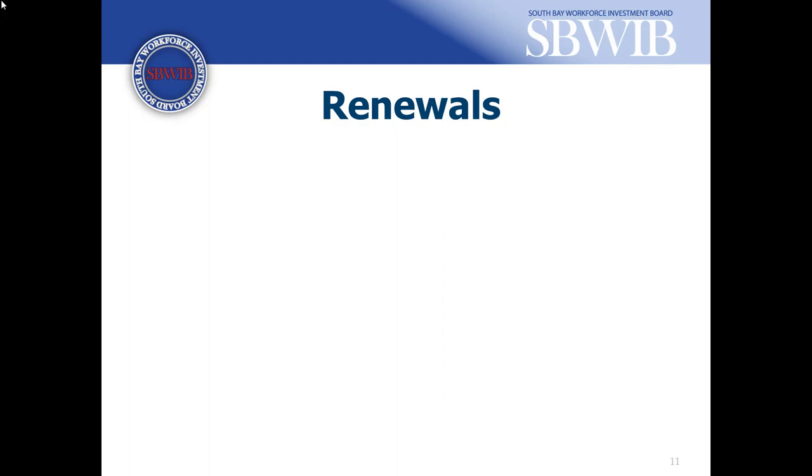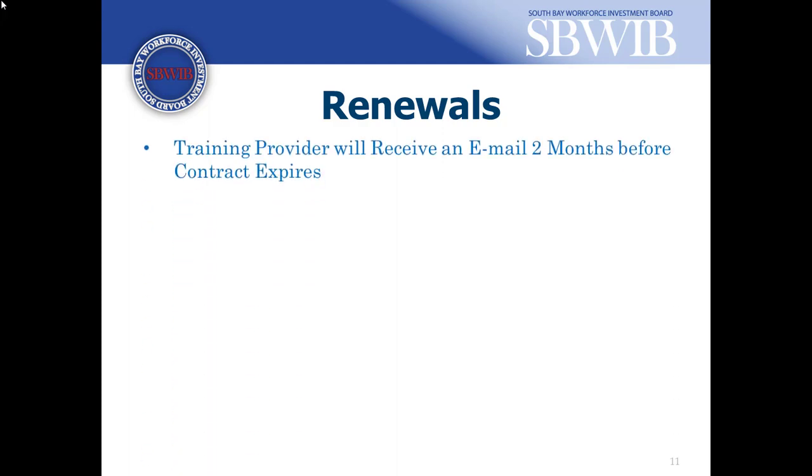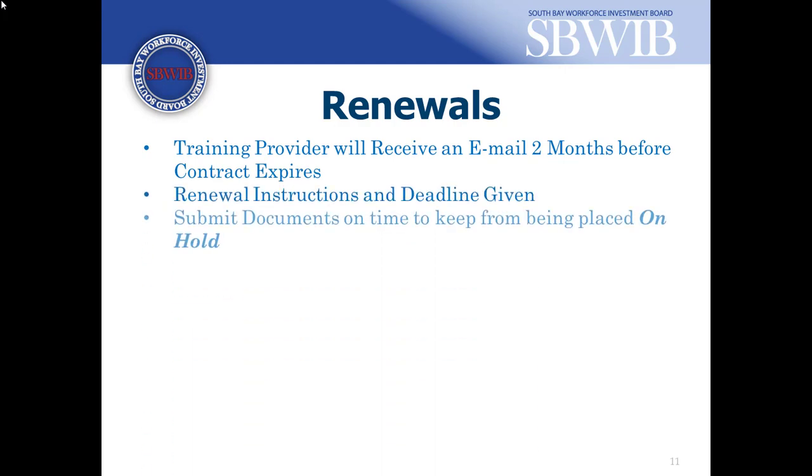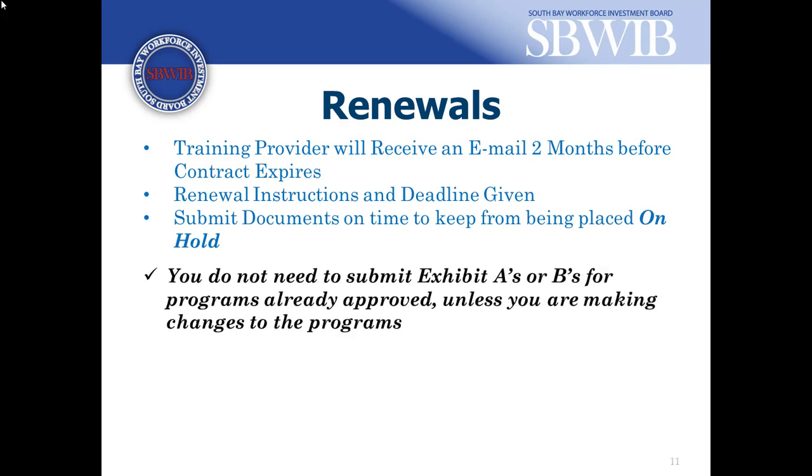Two months before the contract expires, the training provider will receive an email with the renewal instructions and deadline. The training provider must submit renewal documents on time to keep from being placed on hold. Please note that the application forms, such as Exhibit A and Exhibit B, are not required unless you are specifically making changes to any program. The renewal is simply needed to keep the contract active for another 2 years.